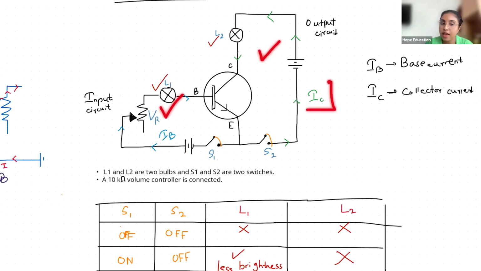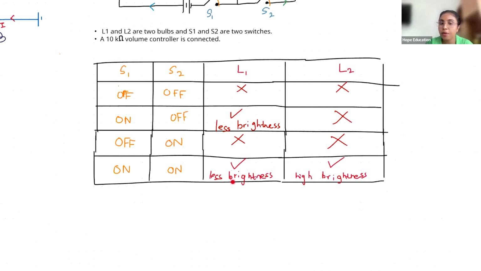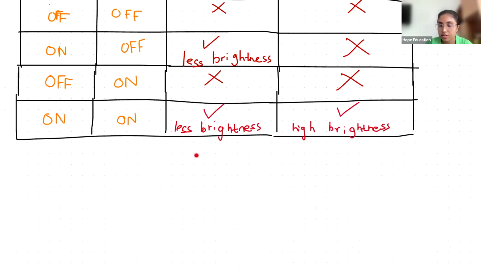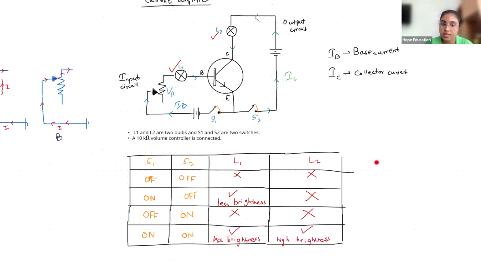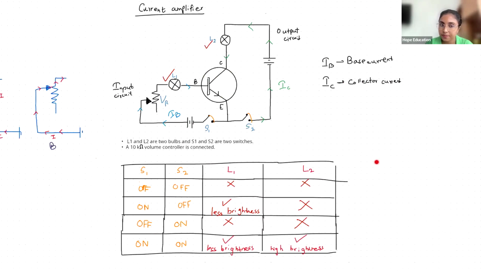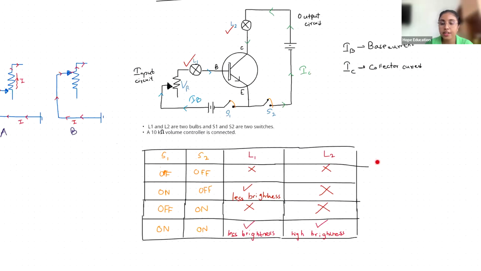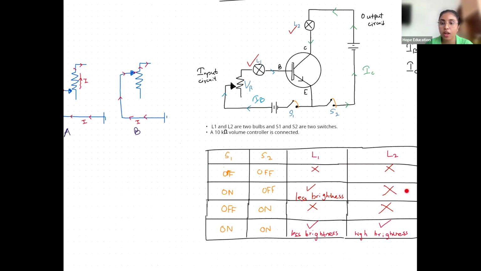But here, this will have a less brightness and this will have a high brightness. Less brightness and high brightness, what can you say about the current? Less brightness means less current, no? High brightness means high current. Right? Did you all understand this one? Before we write the points, did you understand this one? Everybody, I need to know everybody's opinion. Did you all understand this?